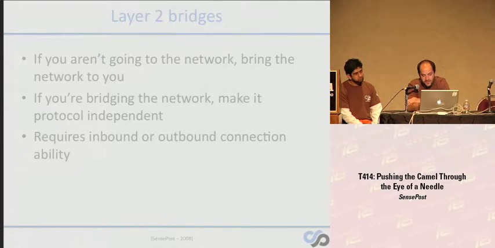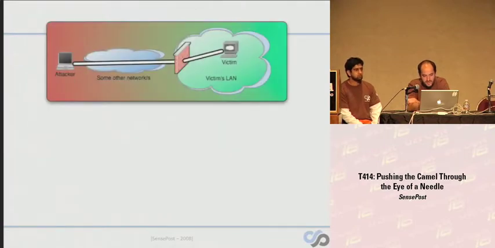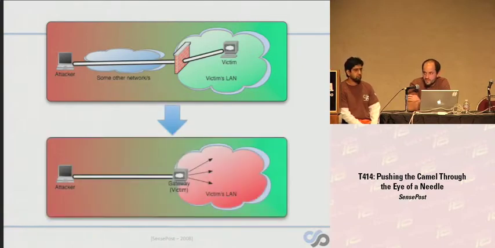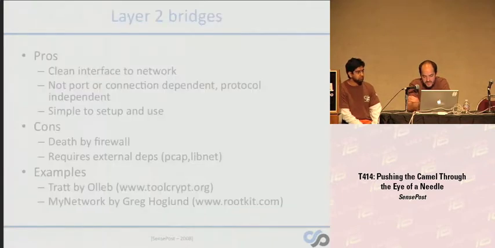It does require both inbound and outbound connection ability. So here's the quick schematic. You've got access through some network and a firewall onto a target machine, a victim, which sits in a LAN. You go in through a firewall at this point because you're allowed to. And what a layer 2 bridge will turn that victim into is a gateway onto the remote network. So in that case, you can still access all the machines on that network.